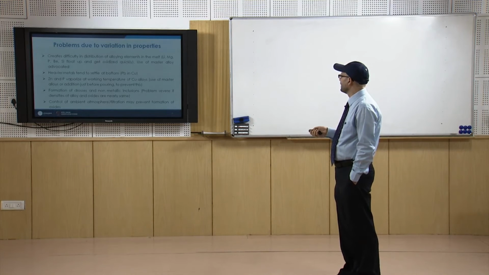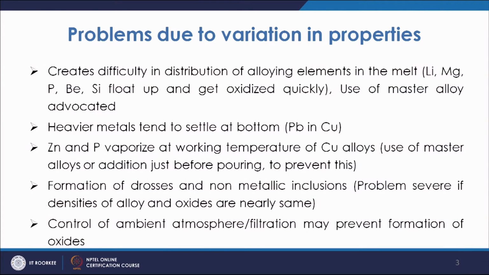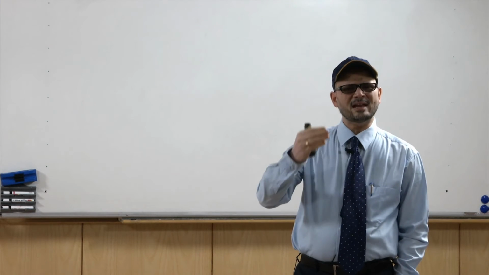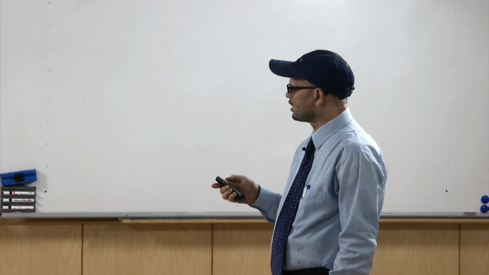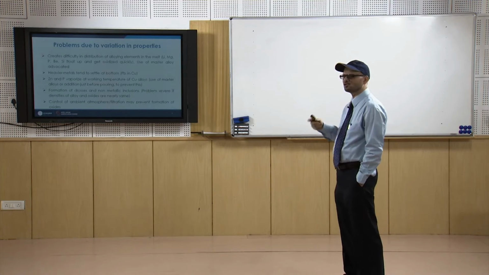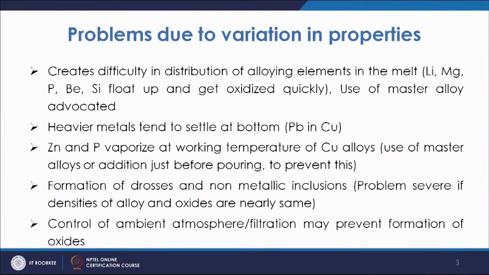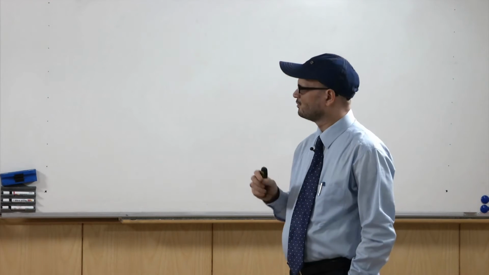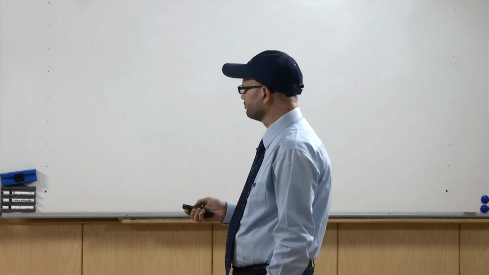For that, you have to control the ambient atmosphere inside the furnace, so that you can minimize the formation of these oxides or non-metallic inclusions. And if you want to prevent them completely, or keep the oxides from going inside the mold, you may have to go for filtration. So, that is basically for complete removal.